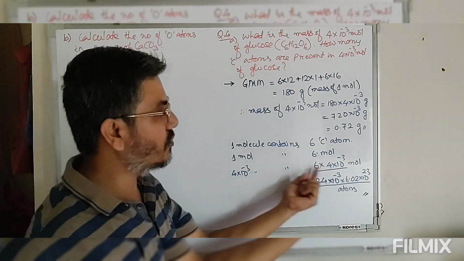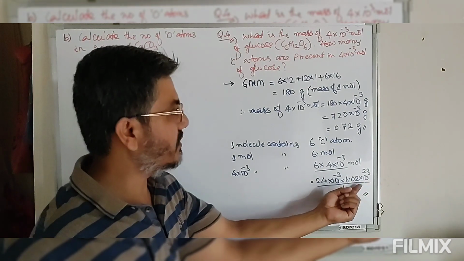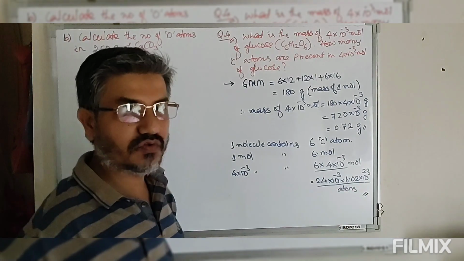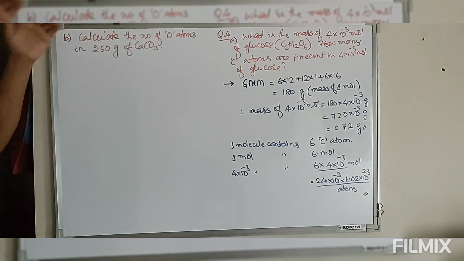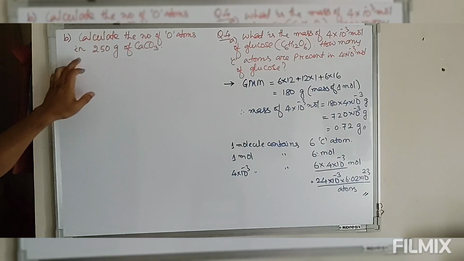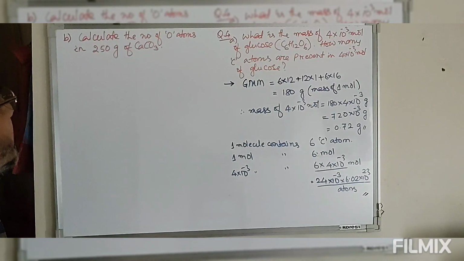So we are converting the number of moles into the number of atoms by multiplying with the Avogadro number, that is 6.02 into 10 to the power 23. Now coming to the next part, calculate the number of oxygen atoms in 250 gram of calcium carbonate.